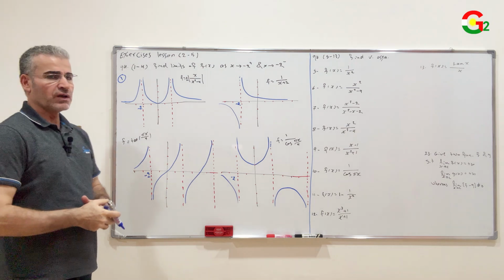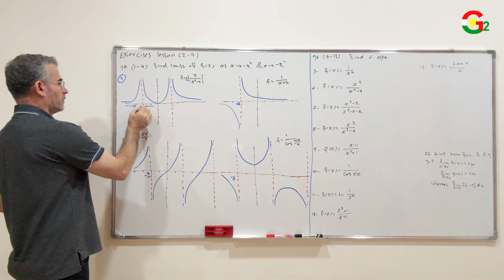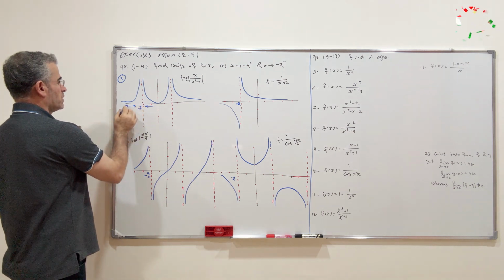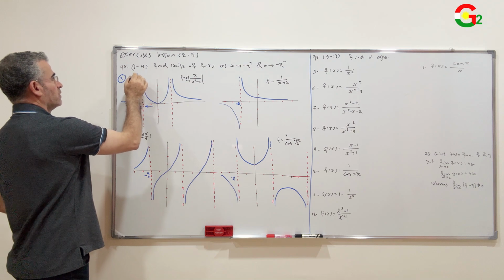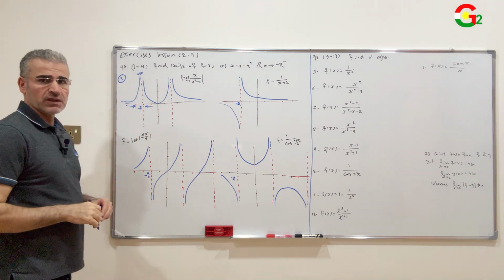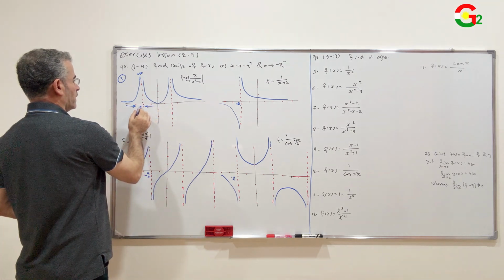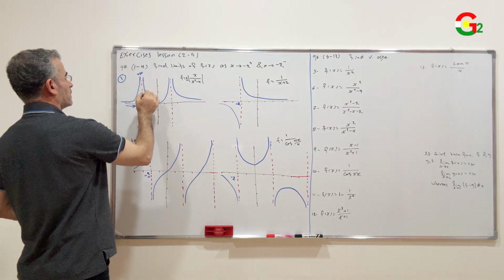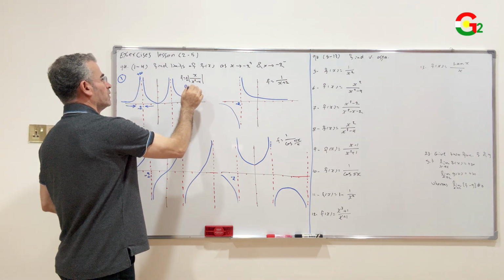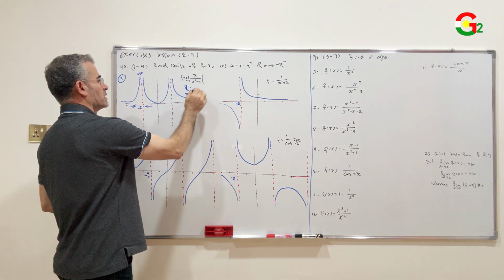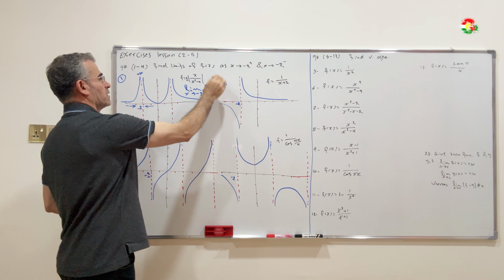Use this graph to find the limit when x approaches negative 2 from left and from right. As you see, when x approaches negative 2 from left, f of x goes to positive infinity. It is increasing without bound. And when x approaches negative 2 from right, also the function goes to positive infinity. It is increasing without bound. So when x approaches negative 2 from left or from right, f of x equals positive infinity.